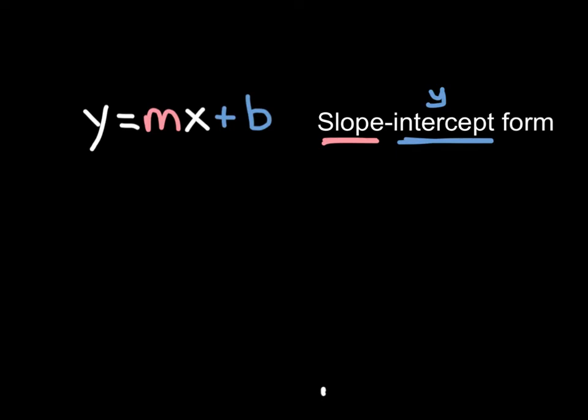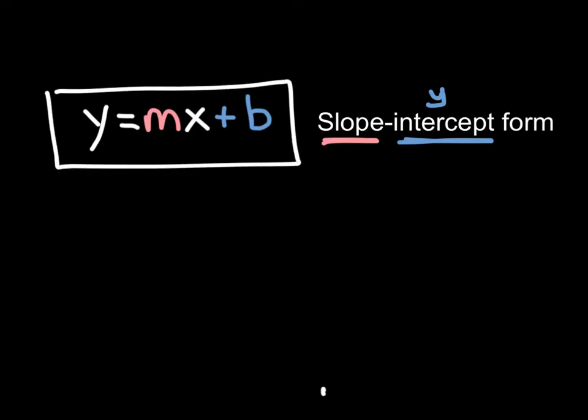So if you look at this equation right here, y equals mx plus b, what we know is that the m is the slope. Okay, m is the slope. M is the letter we always use to represent slope, so we know that is the slope. And then the b value right here, including whether it's positive or negative, is our y-intercept.